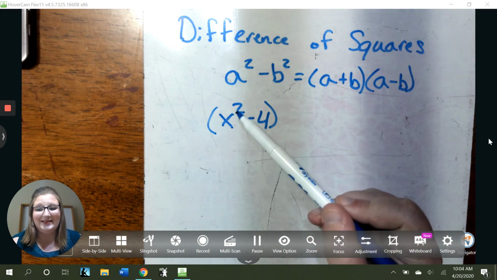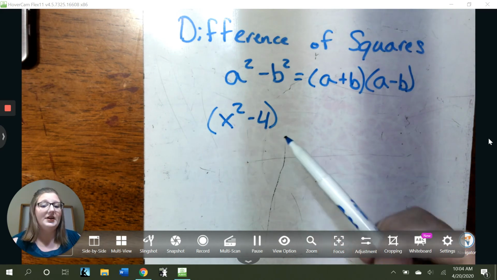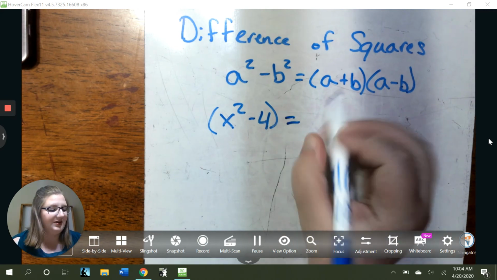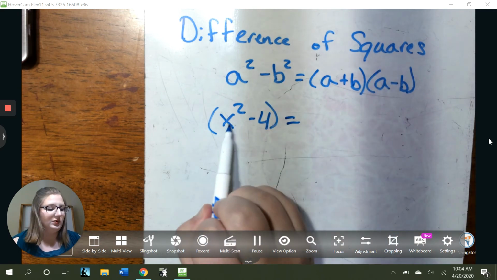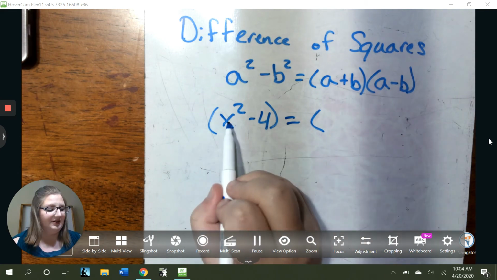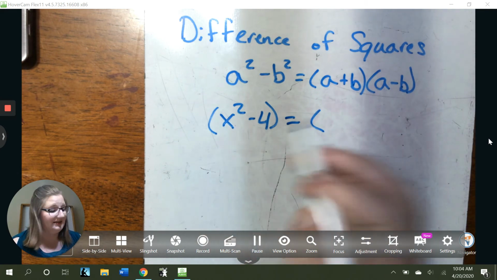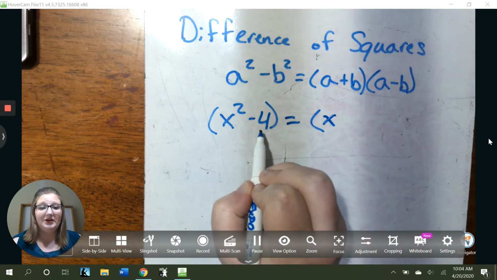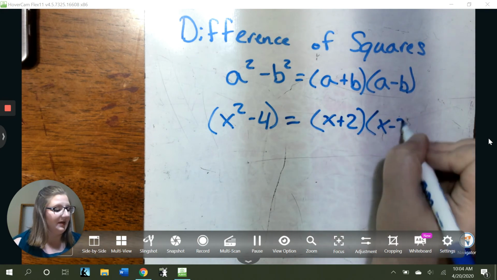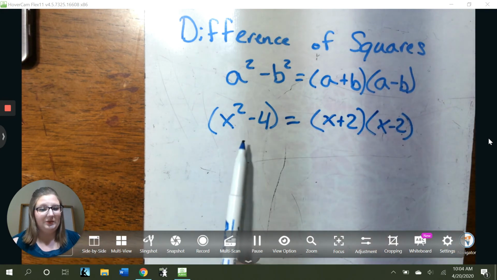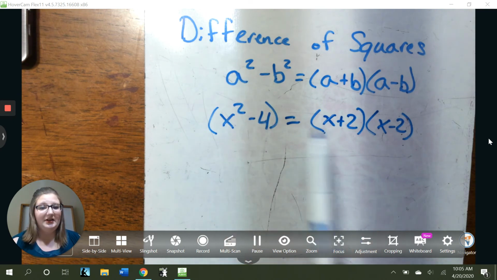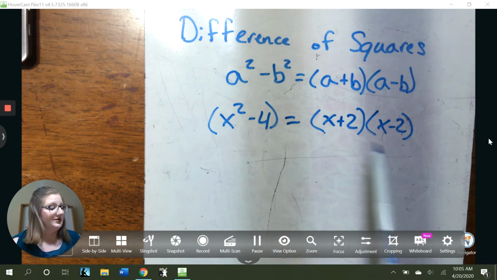X squared is x times x, so that's a perfect square, and 4 is 2 times 2, so this is a perfect square. So when we factor this using our difference of squares, we take the square root of each term and then write it in this form. So the square root of x squared would be just x, and the square root of 4 is 2. So x plus 2 for the first part, and then for the second part, we would do x minus 2. So notice whatever was here that was squared, we took the square root and wrote it here. And whatever was here that was squared, we took the square root and wrote it here.